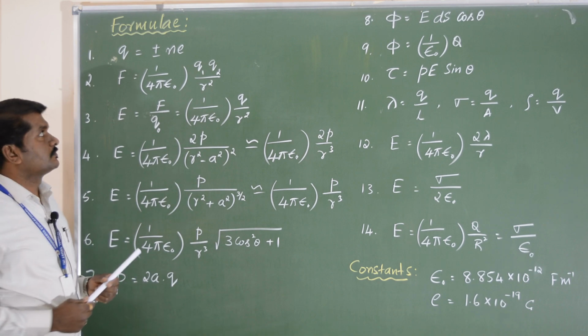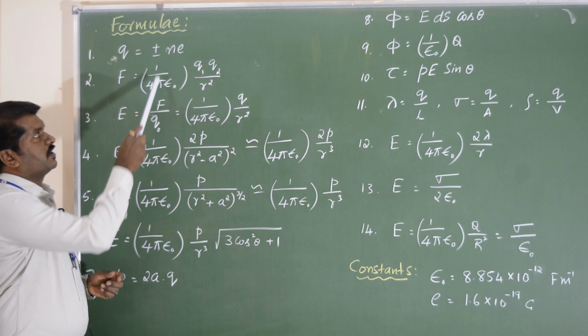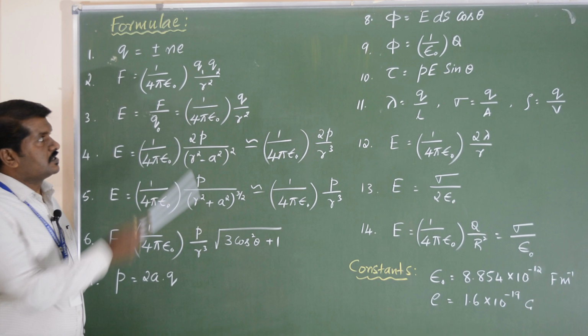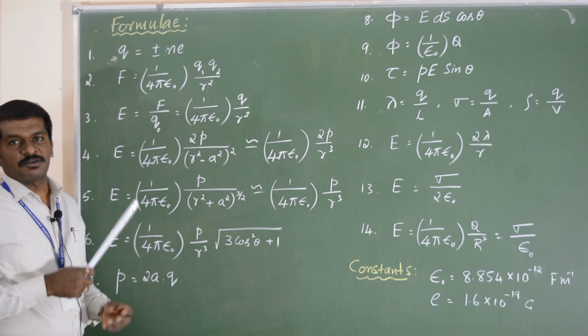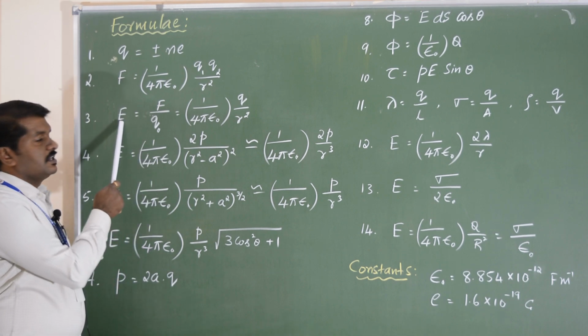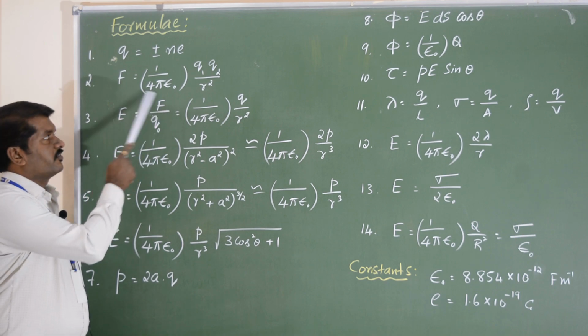The second equation is F = (1/4πε₀) Q1 Q2 / R². This is the formula given by Coulomb's law to determine the force between the charges. And E is the electric field intensity, E = F/Q₀, that is the general formula.